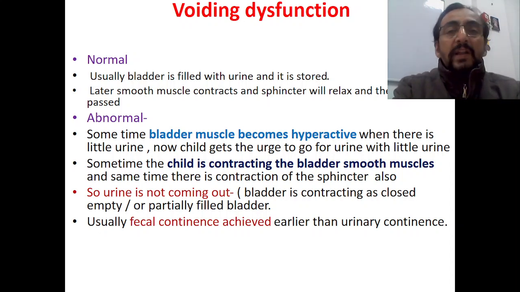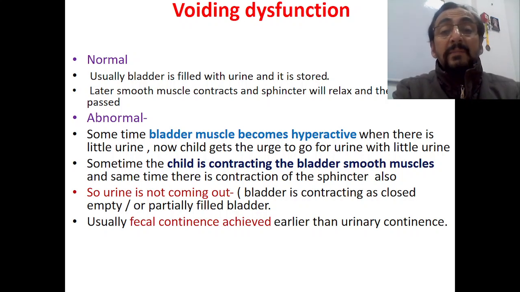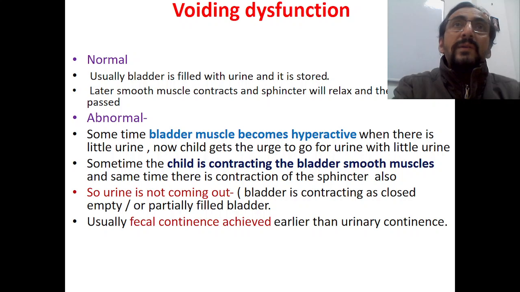Another important thing is voiding dysfunction. A few babies will have voiding dysfunction. Normally, the bladder is filled with urine and stored. Later the smooth muscles contract, the sphincter relaxes, and the urine is passed. This is what normally happens. Abnormally, in some babies the bladder muscle becomes hyperactive, and even with little urine the child gets the urge to urinate. The child's bladder smooth muscles contract, and at the same time the sphincter also contracts. This should not happen.